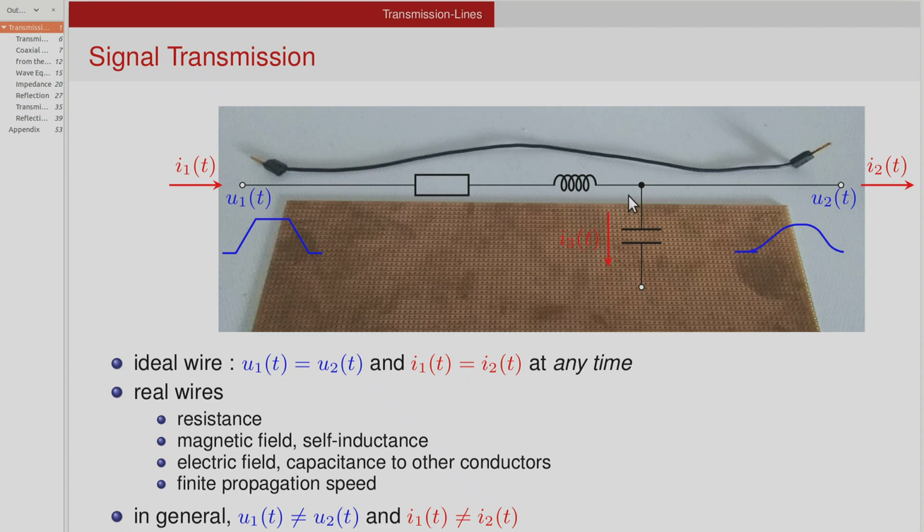We also expect that the signal does not propagate instantly from one side to the other. Maybe you heard about special relativity, that nothing can propagate faster than the speed of light. So it's not really possible that one end does the same as the other end at the same time without any delay. So we expect something to happen. In general, when we connect two things with a real wire, we expect that the voltage on the other end is not instantly the same as on the input, and the same for the current, because through this parasitic capacitance there will be some current flowing to other conductors.